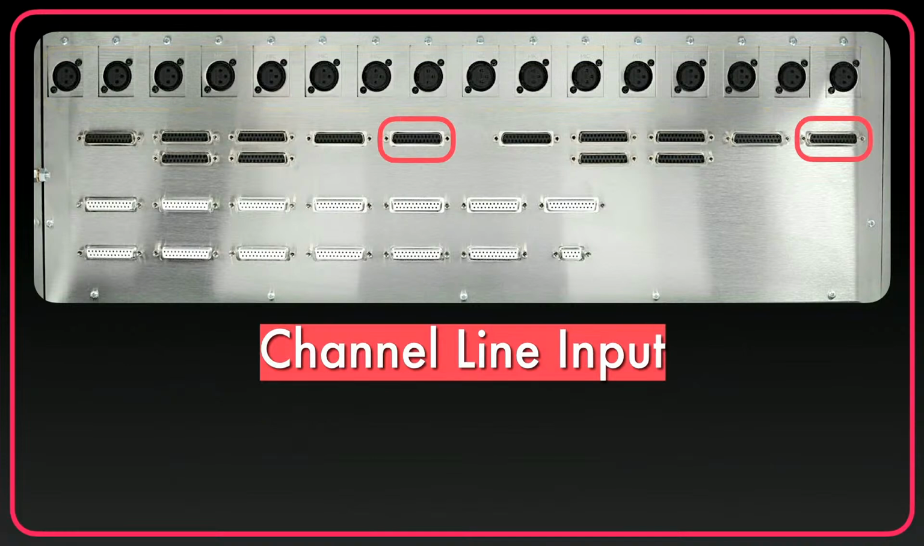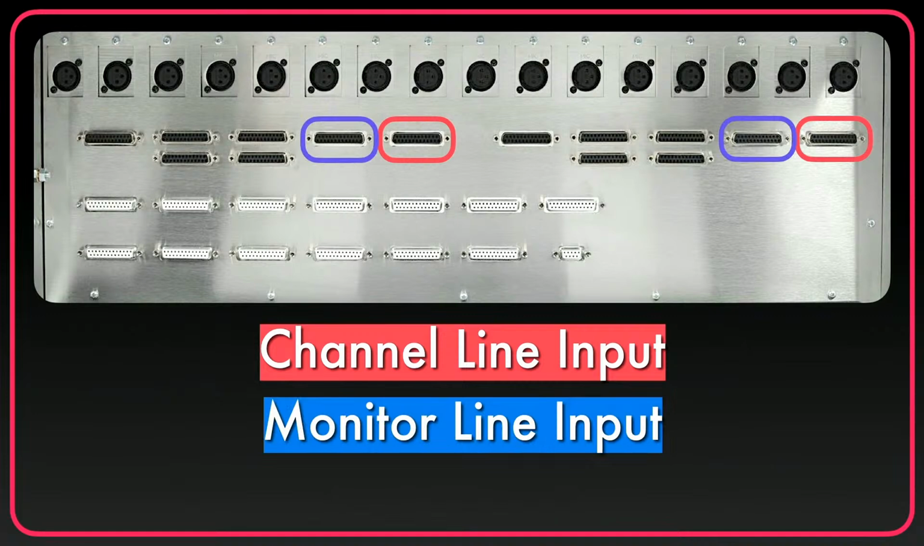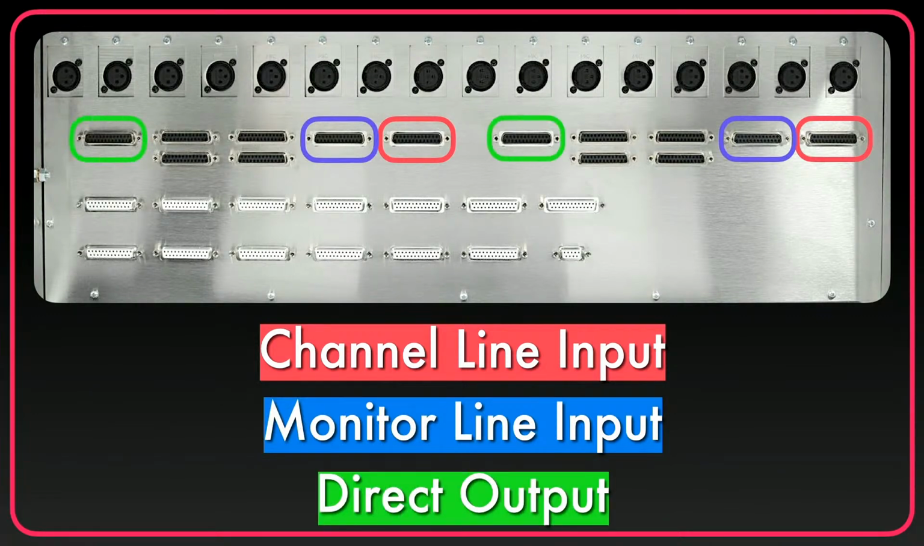And then you're going to have your channel line input, and next to that, your monitors. That's your 64 channels in, so you can get 32 on each. And then you've got your direct outs. These would go out to your recorder. This is direct out per channel, so you can record each channel.